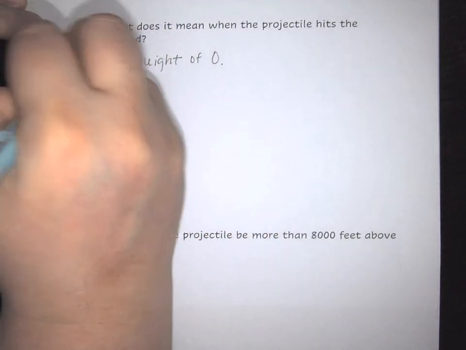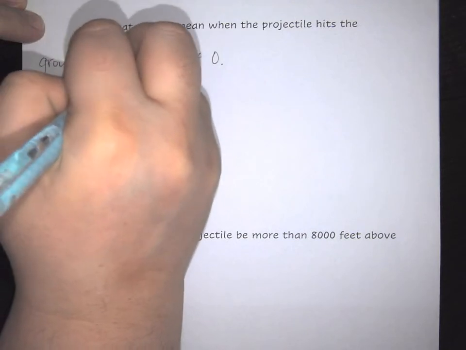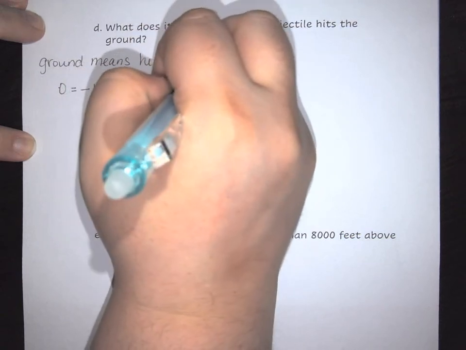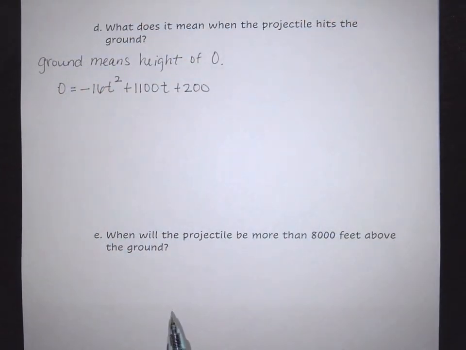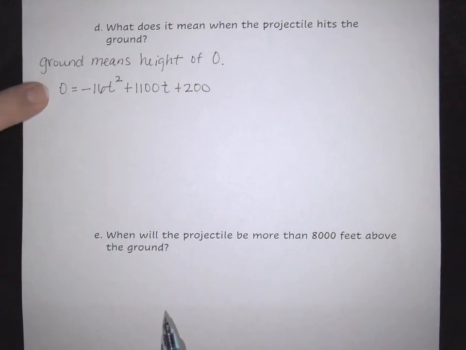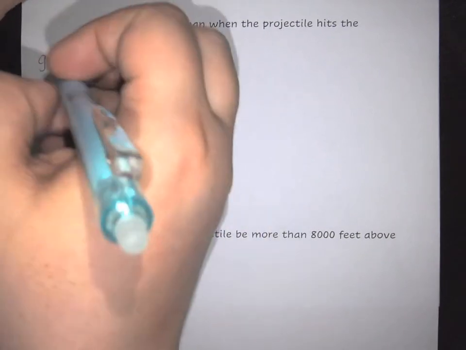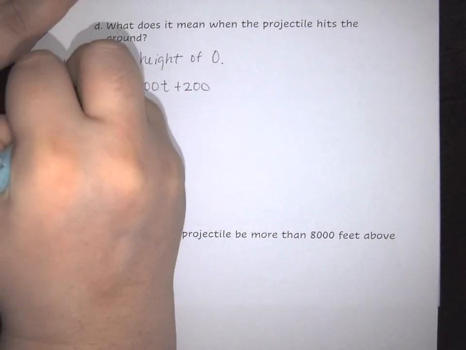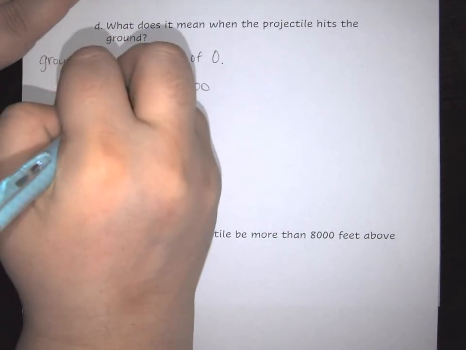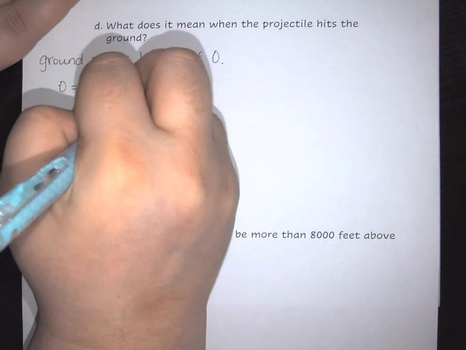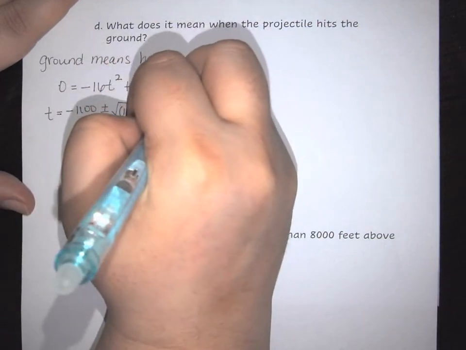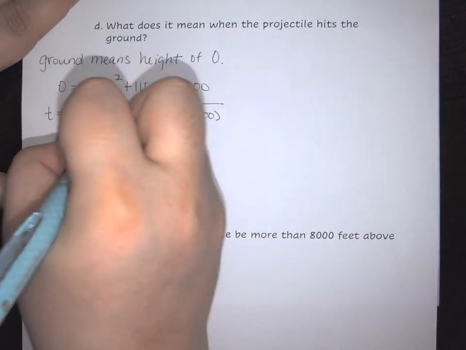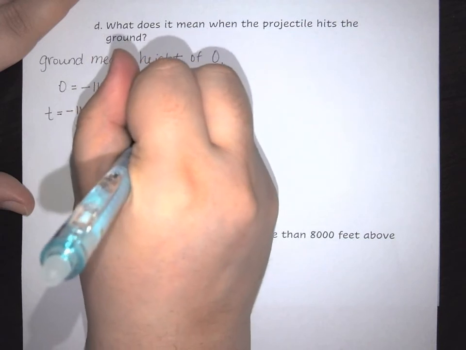Okay. One of the ways I like to look at that is to say, okay, that would mean I would have that 0 is equal to negative 16t squared plus 1100t plus 200. And when I'm looking at ground or hitting the ground or having a height of 0, I could look at how long does it take to have that happen. And so here we would have that your time is equal to negative 1100 plus or minus the square root of 1100 squared minus 4 times negative 16 times 200, and this whole thing is over 2 times negative 16.